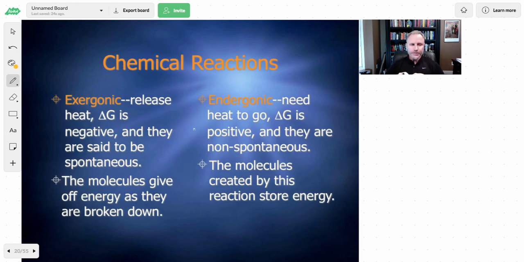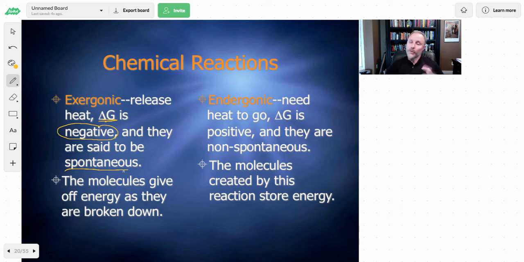And then when we're looking at the different types of endergonic and exergonic reactions, you might have heard them in your chemistry classes as exothermic and endothermic. They're the same type of thing. It's just the biological terms here. Exergonic is where we have a release of heat or a release of energy, and we say that delta G is negative. And that's one of the important things to keep in mind. Delta G is negative, okay? And we say that the reaction is spontaneous. So as these molecules get broken down, they're going to release energy into the environment.